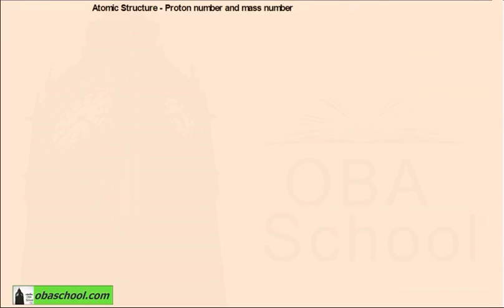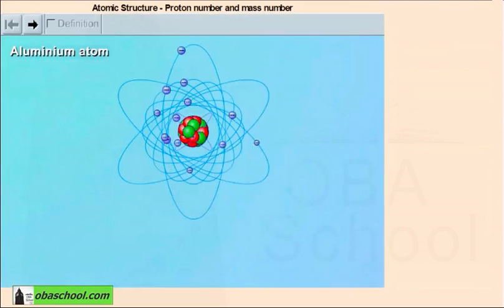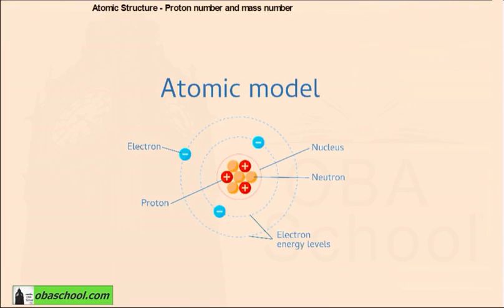Everyone. In this video, we'll define two terms, atomic number Z and mass number A. This is an aluminium atom right here. Like any atom, it has three subatomic particles: the protons, which are positively charged, neutrons that are neutral, and electrons, which are negatively charged. Protons and neutrons are located inside the nucleus. Electrons move around the nucleus in shells or energy levels.